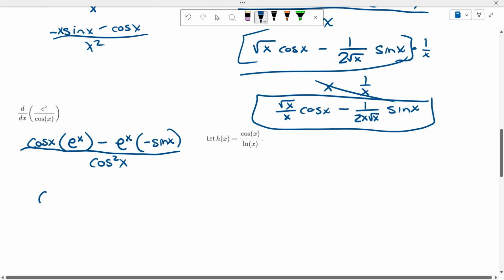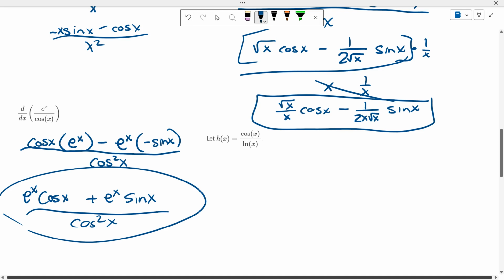And all we do is cosine of x, e to the x. Or I suppose I could put the e to the x up front. e to the x cosine of x plus e to the x sine of x over cosine squared of x. Quotient rule. Minus a negative is a positive because we're multiplying them together.